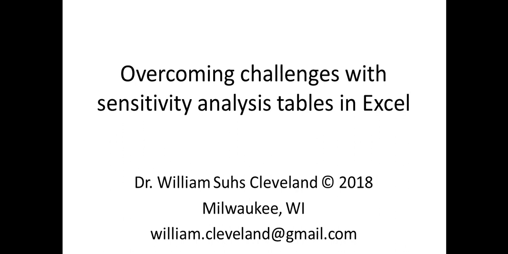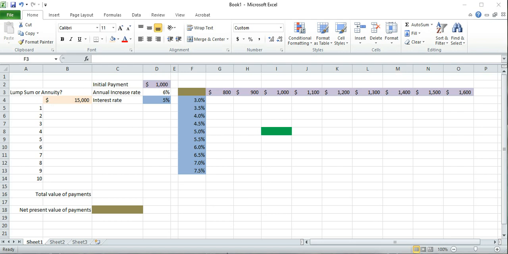Today we're going to look at overcoming challenges in sensitivity analysis tables using Excel. And let's get right to it. What we're doing here is comparing a lump sum versus an annuity. Let's suppose the lump sum is going to be $15,000 and your initial payment on the annuity is $1,000 that is going to increase every year by 6%. And this is something that's not particularly different than what you might find, say, in a lottery payout. We're going to use a 5% interest rate for calculating our net present value.